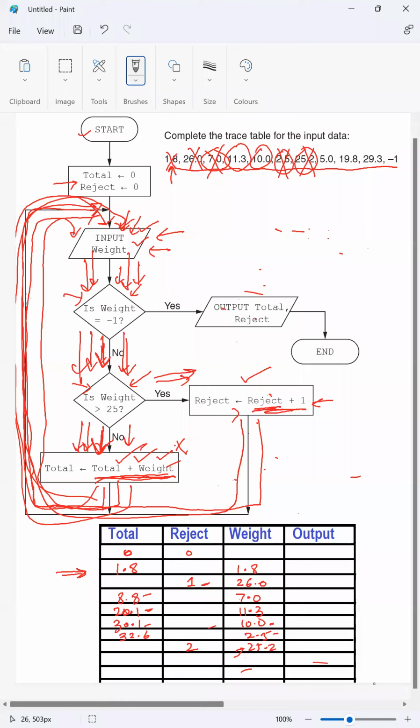We go back up, go to the loop, go inside the loop, input weight, and the next value of weight is 5.0. And we're going to write 5.0 here. And do what? Is weight equals to -1? The answer is no. We come down. Is weight greater than 25? And the answer is no, because weight is currently equal to 5.0. Total is equal to total plus weight. What's the most recent value of total? 22.6, right? So 22.6 plus 5.0 would give us 27.6.